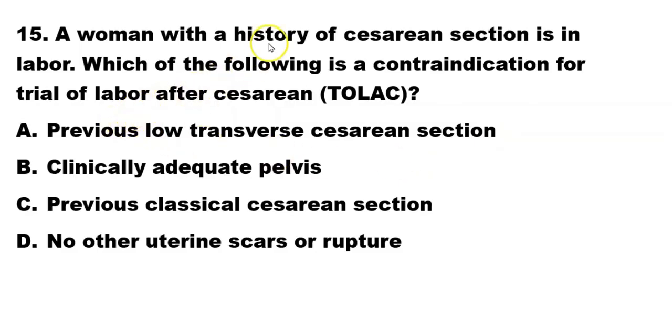The next question: a woman with a history of cesarean section is in labor. Which one of the following is a contraindication for trial of labor after cesarean section, or TOLAC? A. Previous low transverse cesarean section. B. Clinically adequate pelvis. C. Previous classical cesarean section. D. No other uterine scar or rupture. Think over it for 5 seconds.